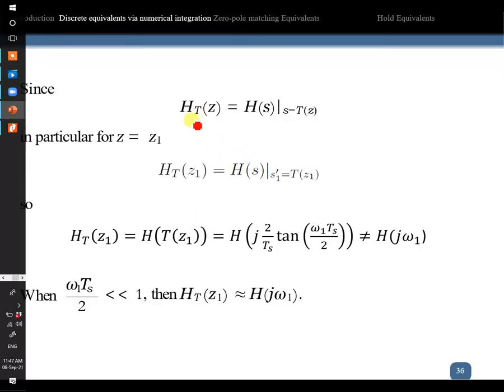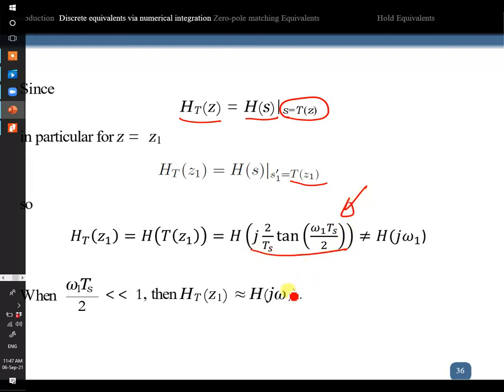Now, since H(z) in the z domain is equal to H(s) with s replaced by the trapezoid, for z equal to z1, H_t(z1) is equal to H(s'), where we put t equal to z1. That means H_t(z1) is obtained by substituting s with the trapezoid of my system.